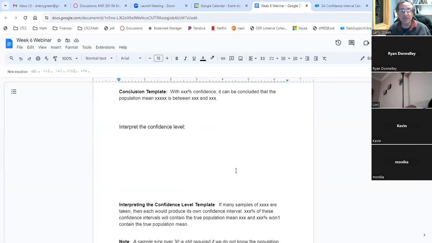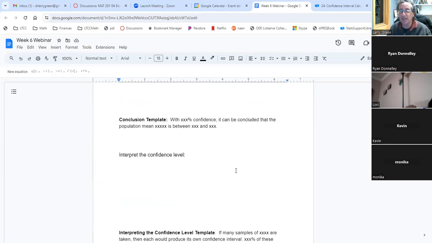Okay, just a note, and remember this is recorded, so you can write it out, but you don't have to. I have a template for the conclusion, and that's with whatever confidence, it can be concluded that the population mean, whatever you're talking about, is between those two values, something and something. XXX means don't write XXX in your answer. It means fill it in with stuff. Does that make sense?